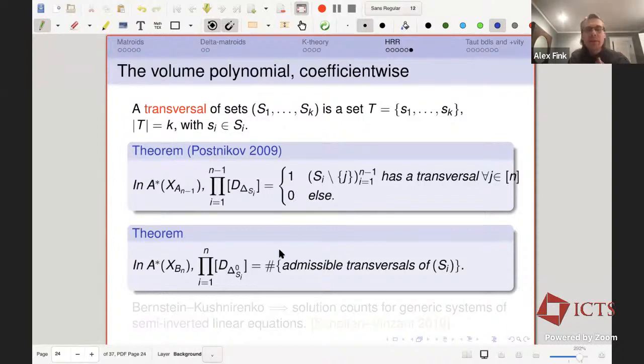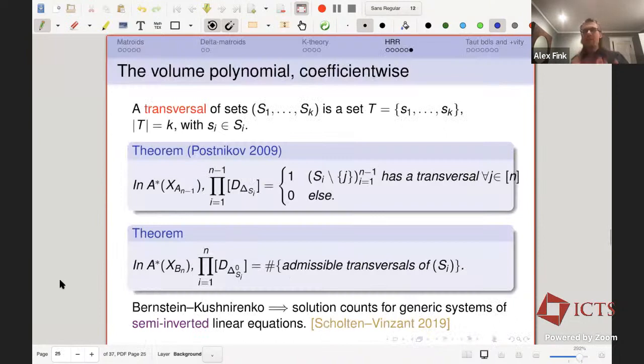We get something very similar in type B. It's not 0, 1 anymore, but it's again to do with counting transversals this time. So we just count transversals of the system of sets indexing our divisors that are admissible in the sense I gave before. They don't have both i and i bar in them.